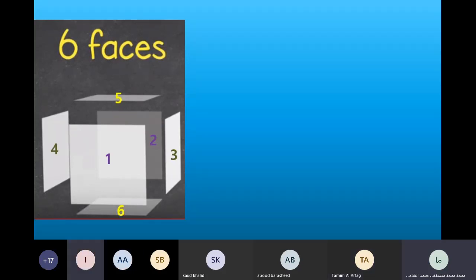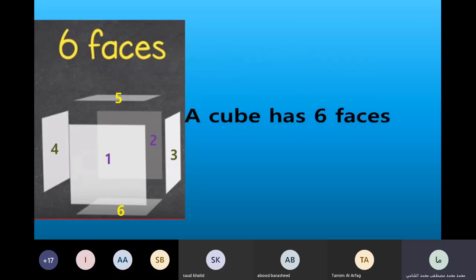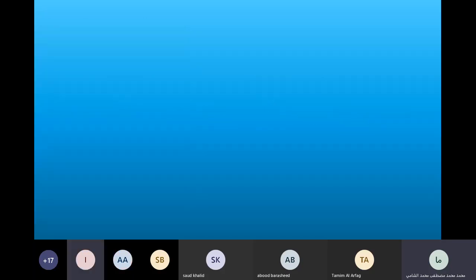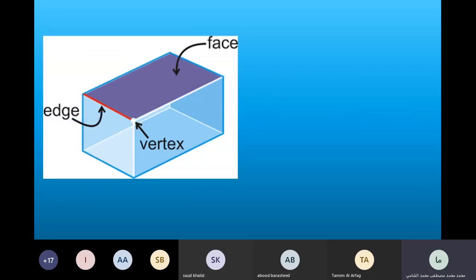So a cube has 8 vertices, 12 edges, and 6 faces. What about rectangular prism? A rectangular prism, like a cube, has 6 faces, 12 edges, and 8 vertices. 6, 12, 8. 6 faces, 12 edges, and 8 vertices.